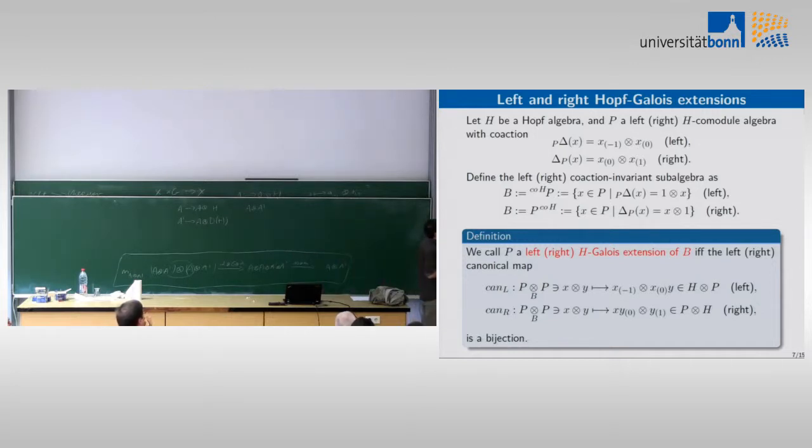Okay. So what I do, I take the right leg of this balanced tensor product. I apply the left coaction. And so this gives me x minus 1, which is in the Hopf algebra, and x0, which is in my comodule algebra P. And then I multiply it with an element which stands on the right. So I multiply it with this y here. Okay? And now I demand that this map be an isomorphism. Okay? And if it is, I call it H-Galois, and analogously the right case.